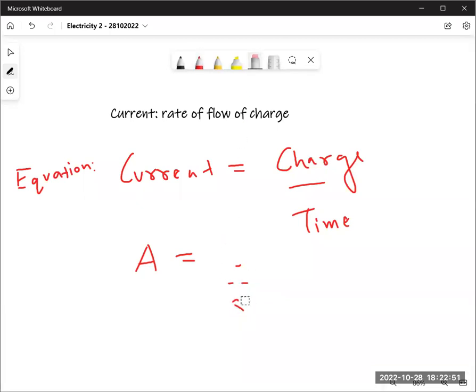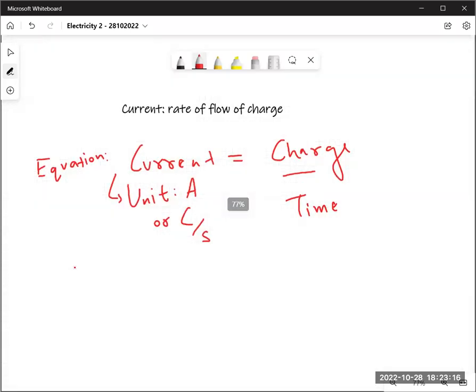Let's give an example actually. Now write the unit here. The unit of current is either amperes, A, or charge coulomb per second. Write this, tell me when you're done. Look at example 1.